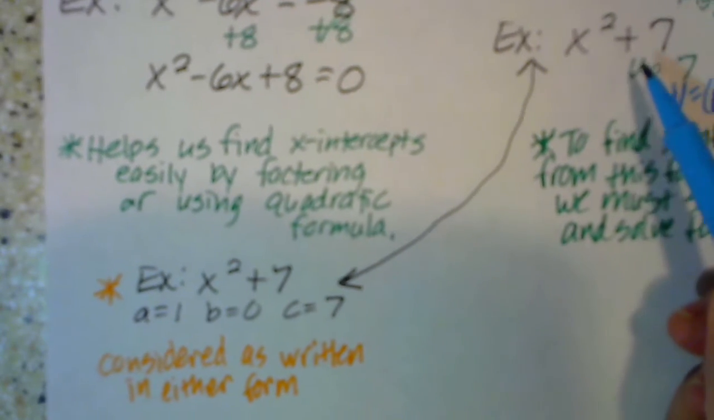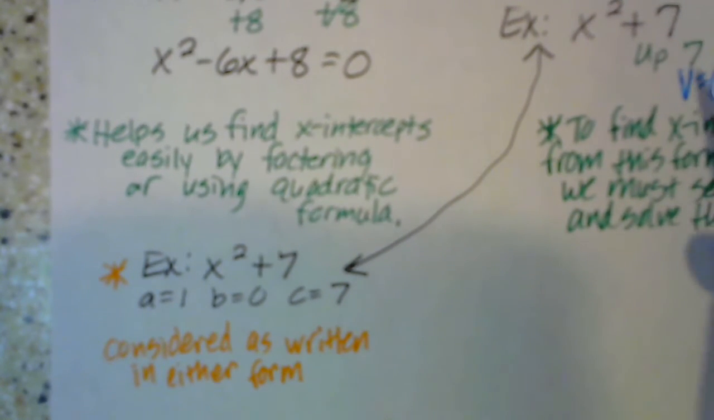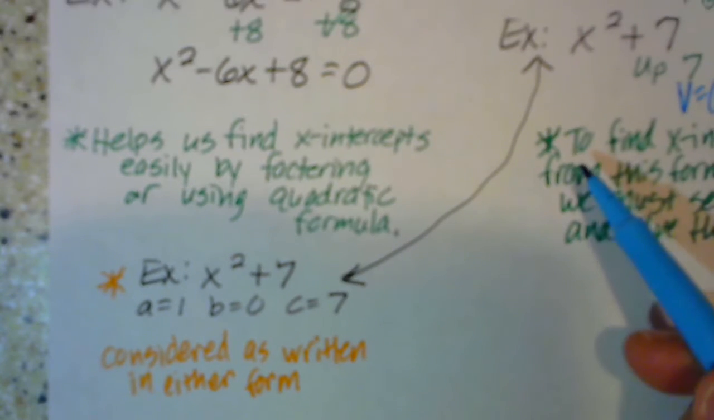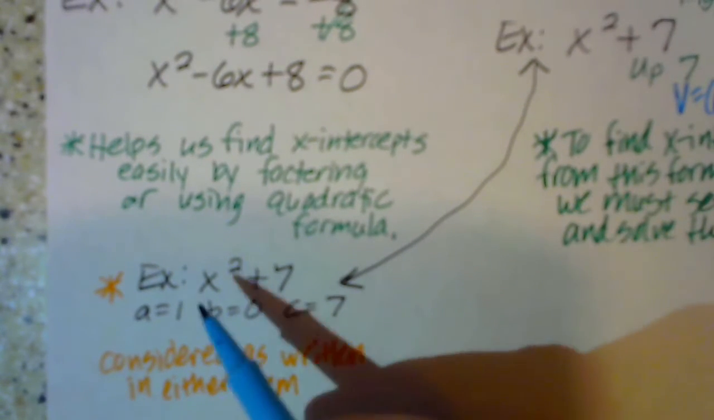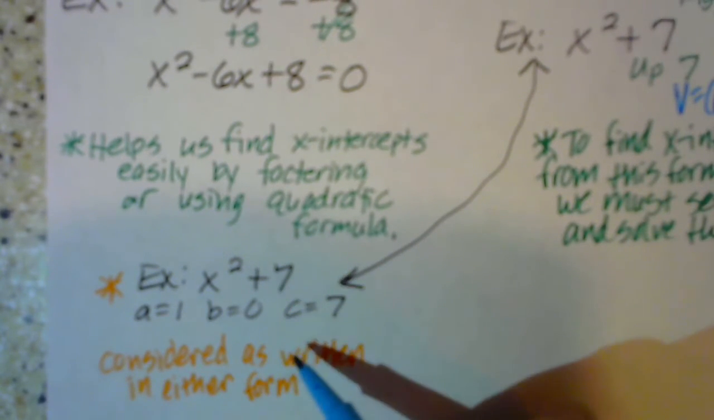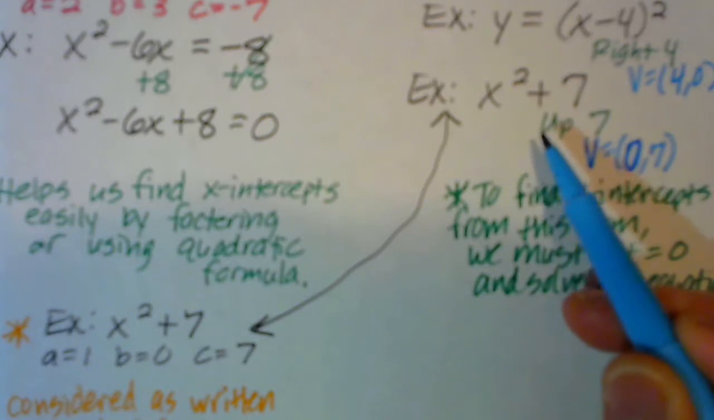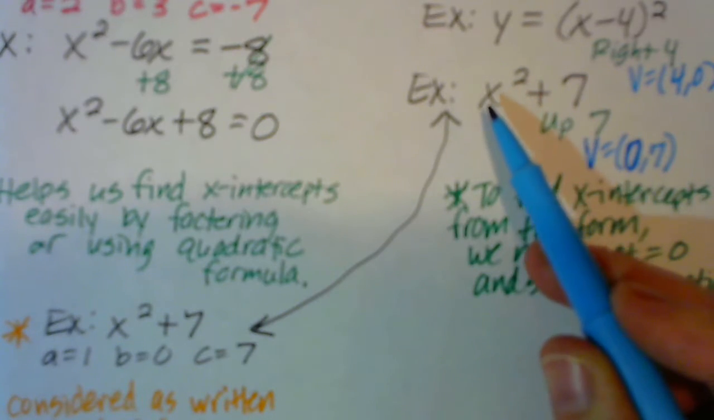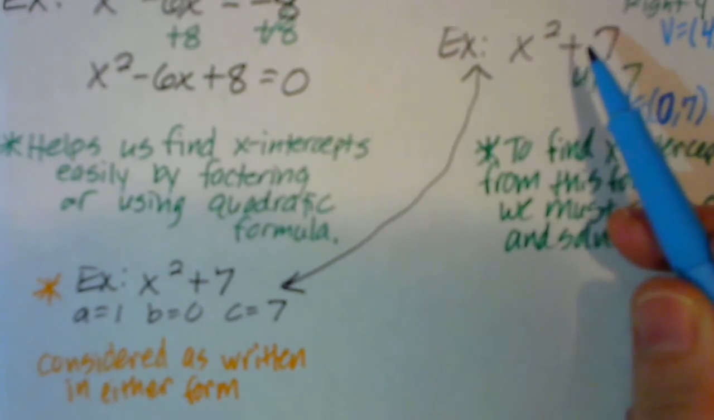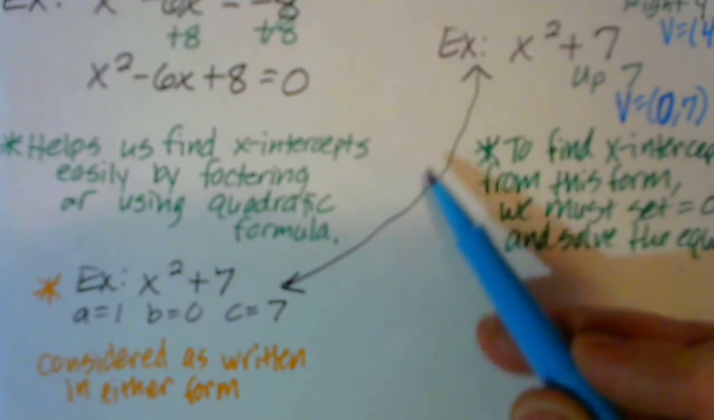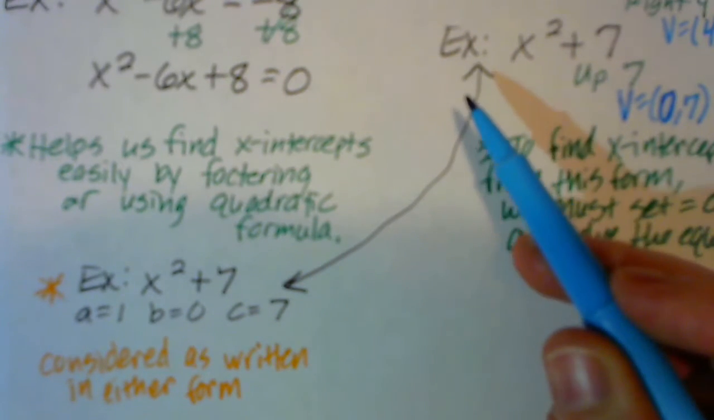This last example would be considered written in standard or vertex form. I can get an A, B, and a C from it if I want to use quadratic formula, and I can tell how it's moving because of the way it's written. This doesn't go left or right, but it does go up. So sometimes you could consider them as either form.